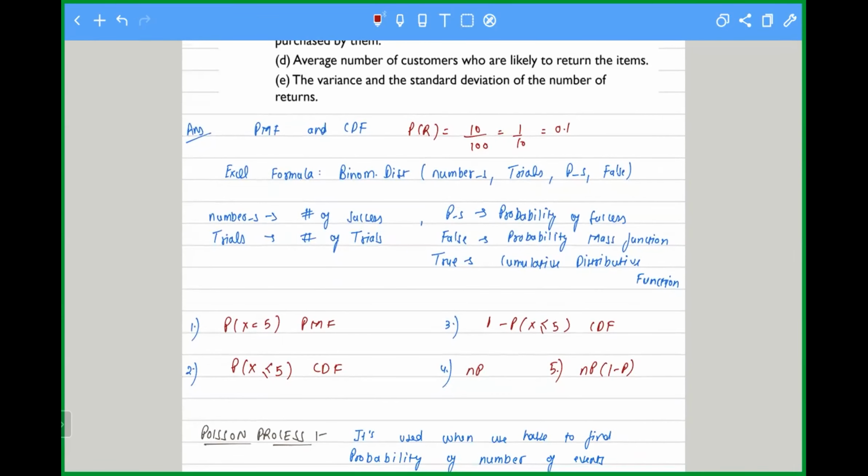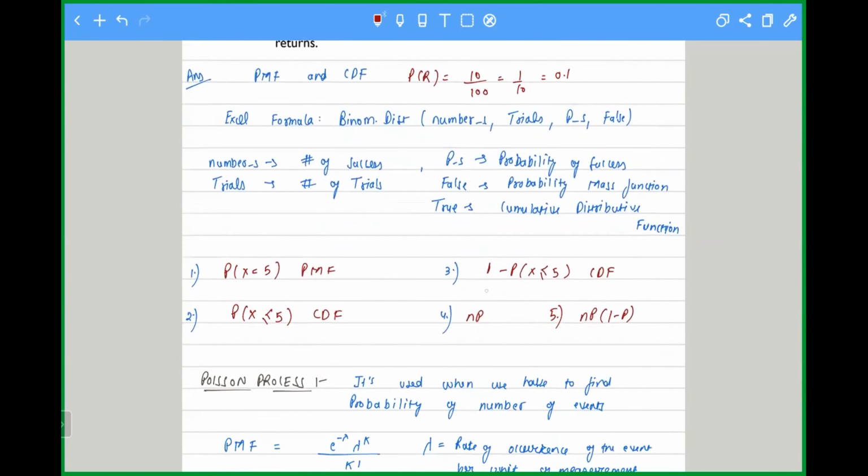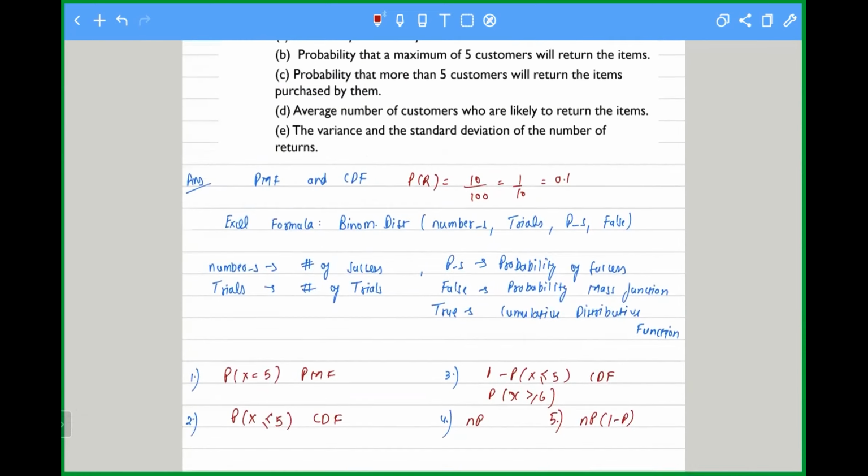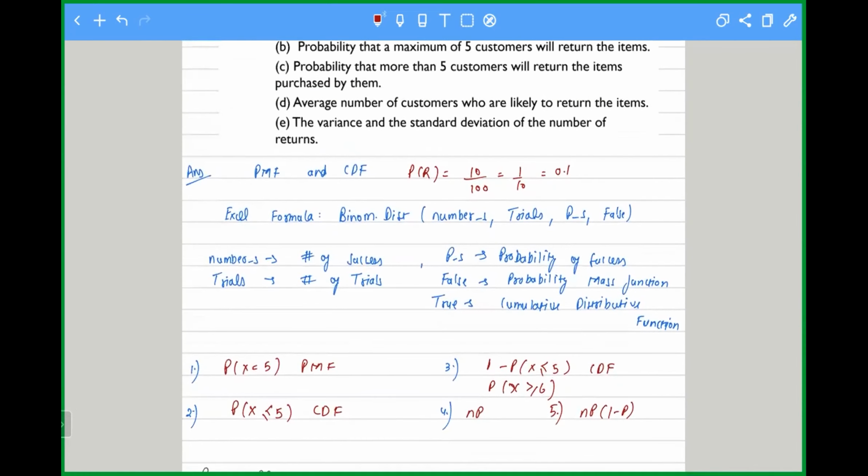If we are calculating more than 5, greater than 5, you can do this: P of X greater than or equal to 6. Both will give me the correct answer, exactly the same answer, because the total probability is 1.